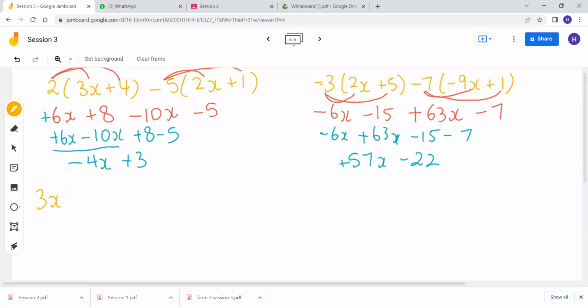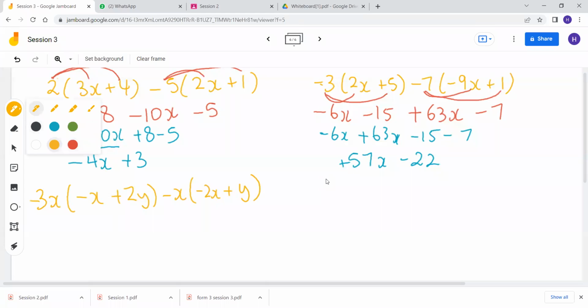So we can say you have 3x open brackets minus x plus 2y. And let's say you have what? Minus x open brackets minus 2x plus y, right? Nice. Look at this here. Pay attention to this one, good, right? Anytime you see letters floating by themselves, power 1 by letter. Power 1 here, right? So you know it's 1. 1x, 1x, 1y, 1y, right? Nice, good. So you go here.